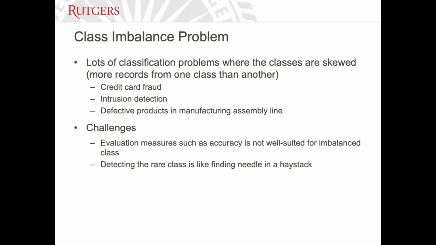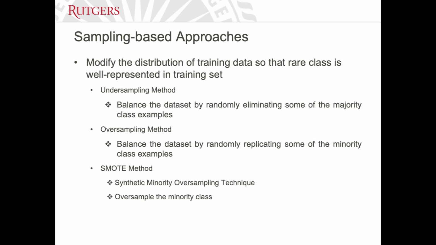And to solve the problem, we may consider modifying the distribution of training data, so the rare class is well represented in the training set. Commonly used techniques are undersampling and oversampling. Undersampling aims to balance the dataset by randomly eliminating some of the majority class examples. Oversampling aims to balance the dataset by randomly replicating some of the minority class examples.